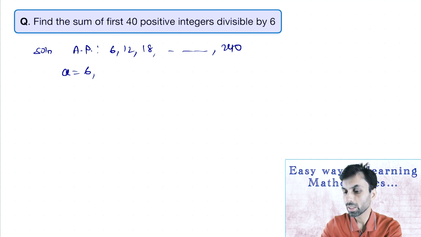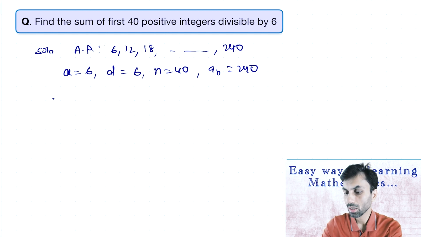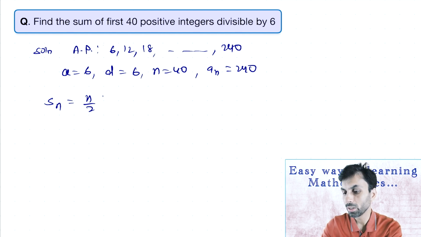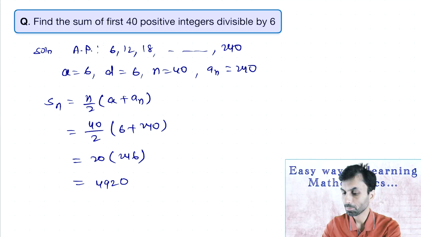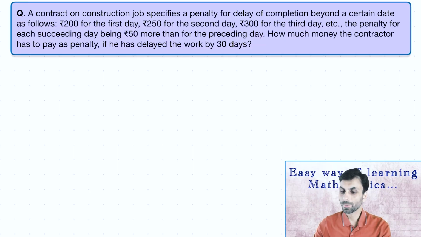So we have a equals 6, d is also 6, n equals 40 and an equals 240. If we take the formula n by 2 into a plus an, we will get 40 upon 2 into 6 plus 240, which will be 20 into 246, which we can write as 4920.